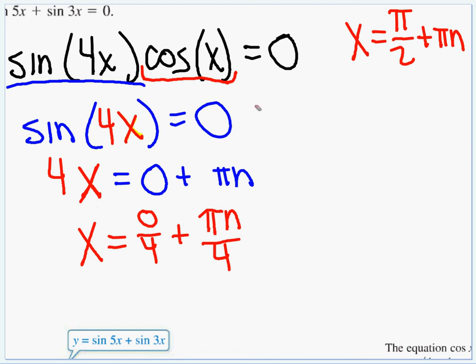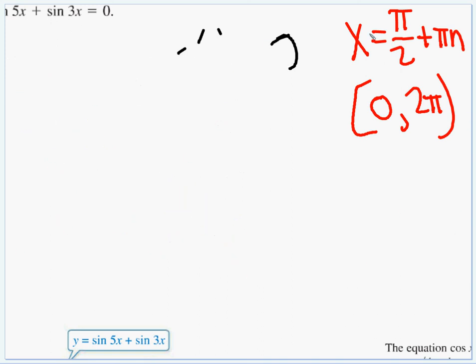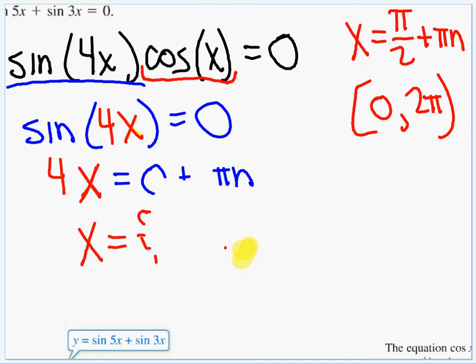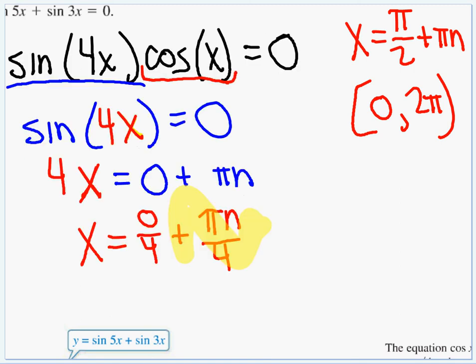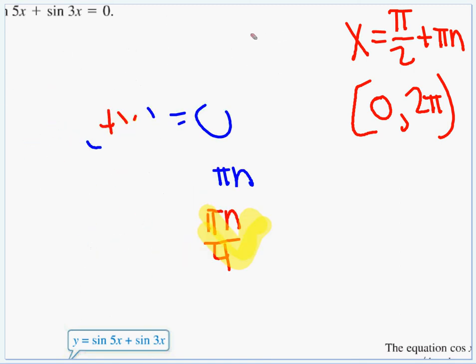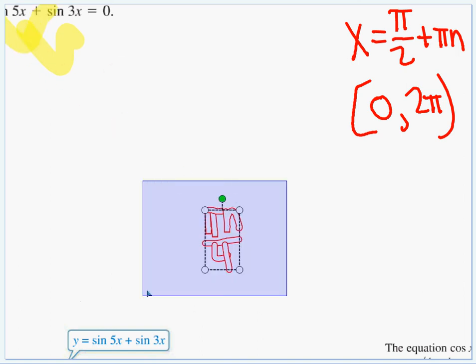Now, if they did say list the answers between 0 and 2 pi, what we could do is just start at 0 and count up by fourths and get all of the answers. I think I keep erasing my answer. Yeah, pi n over 4. So we'll just go through that, letting n equal different numbers and see how many answers we can get before we're off the unit circle.